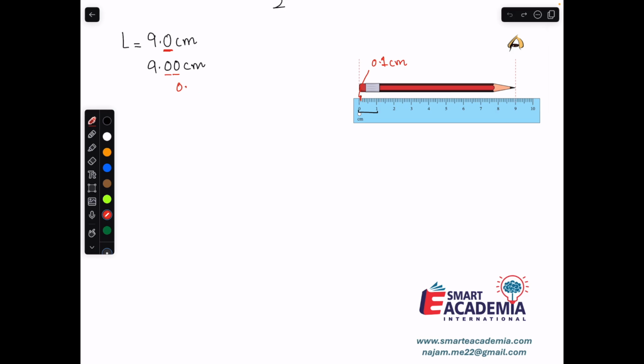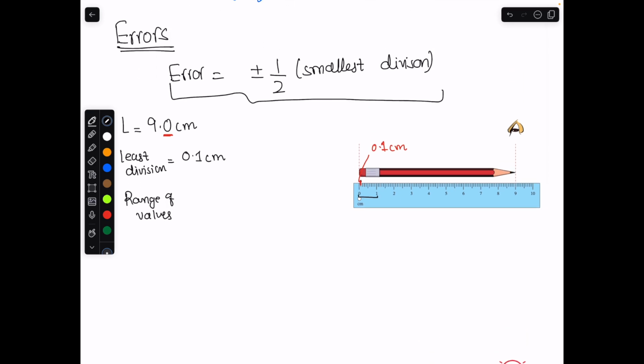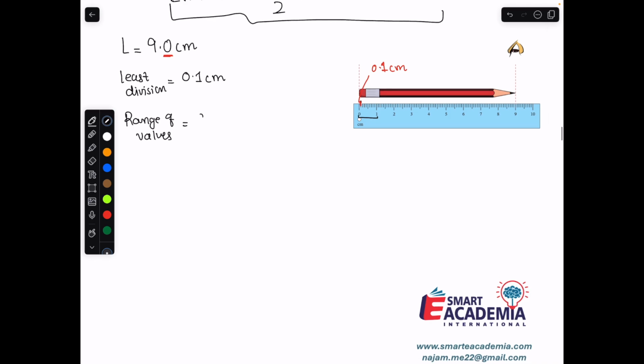Therefore, coming back to the question, finding the length and the range of accuracy for this particular measurement, we need to find the least division, which can be seen both from the equipment as well as the decimal place used. In this case, it's going to be 0.1 centimeters. So what is the range of values? As discussed, we need to add the error, which is plus minus half of the least division. So we'll have 9.0 plus minus half of 0.1 centimeters. Half of 0.1 becomes 0.05.